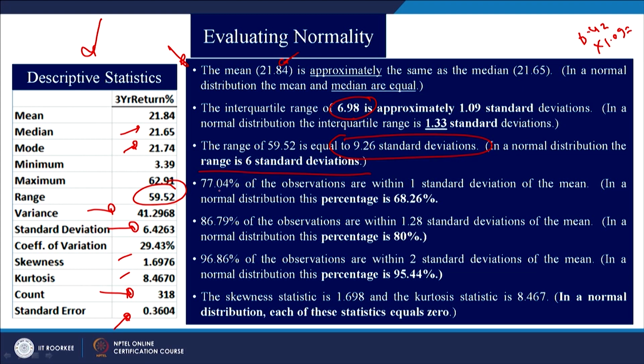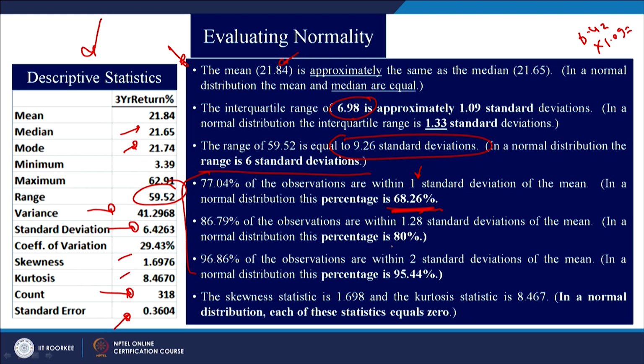Let us look at the other criteria. If we have 68.26% of data points within one sigma limit, we will say that it is normal, but here in this case it is not 68, it is 77.04%.